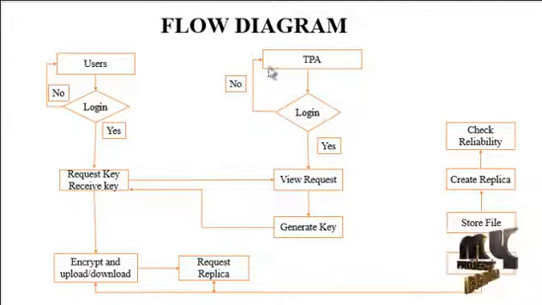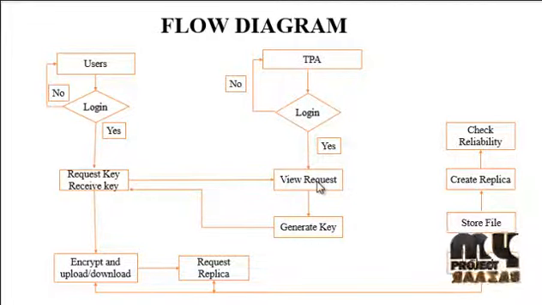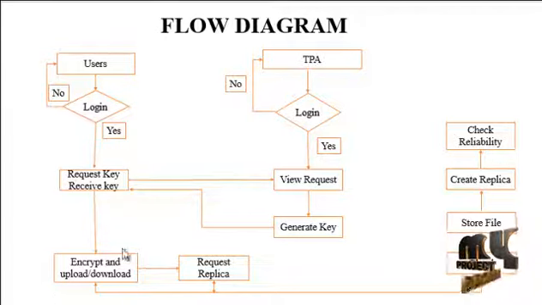If he is a valid user, he can view the requests of the users who have requested the key. If he is invalid, he will be asked to log in with correct credentials. After receiving the request from the user, he will view the request and generate the key. After generating the key, he will send it to the user. When the user gets the key, he can encrypt and upload the file to the cloud.